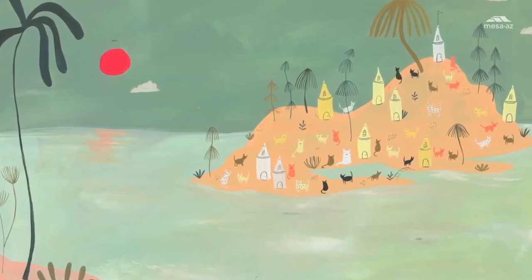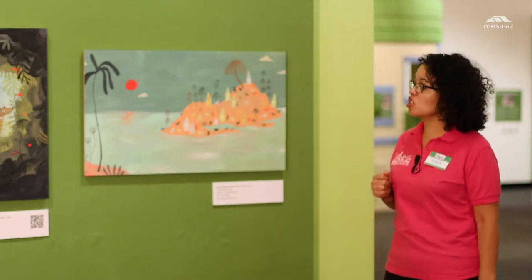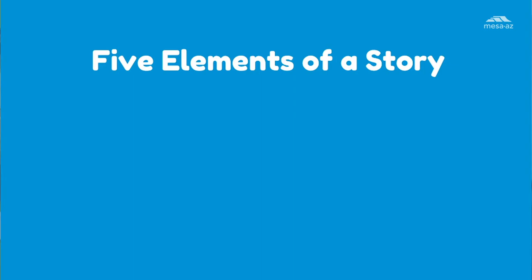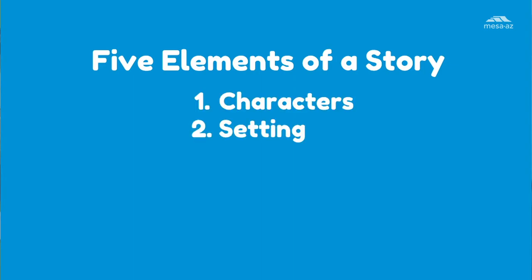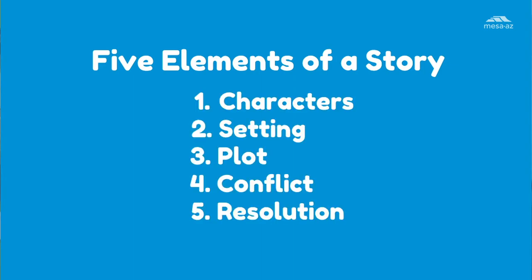The goal of this activity is to highlight one of the many ways in which stories are told, and that is through illustrations. Before even reading a book, looking at the illustrations can tell you so much of what the book is going to be about. Some questions to ask during your looking experience are based on the five elements of the story, which are the characters, the setting, the plot, the conflict, and the resolution.